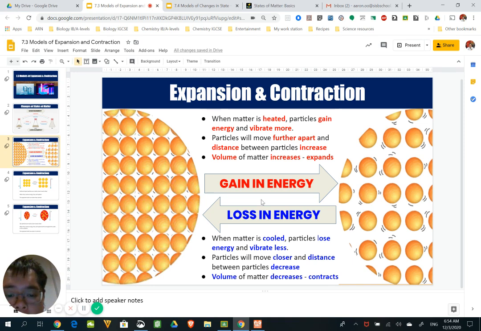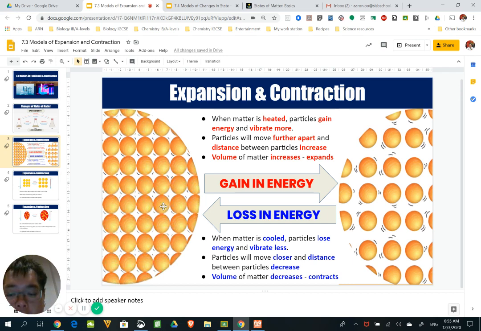And that's why I had all the keywords in red, yeah, to notify you that there's heat energy being provided. That means you're getting more and more heat. Now, the opposite will hold true if they lose energy, from gas to liquid to solid phase. We're going backwards this time. So if matter has been cooled down, you notice that energy will also be lost. So when there's less energy, there'll be less vibration. Particles will move closer, the distance will decrease, and you notice that your volume will also decrease.